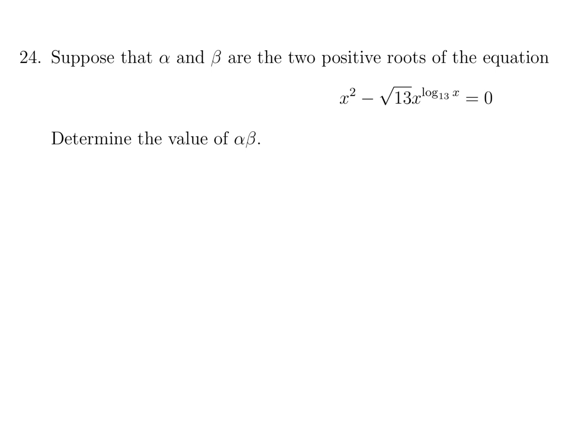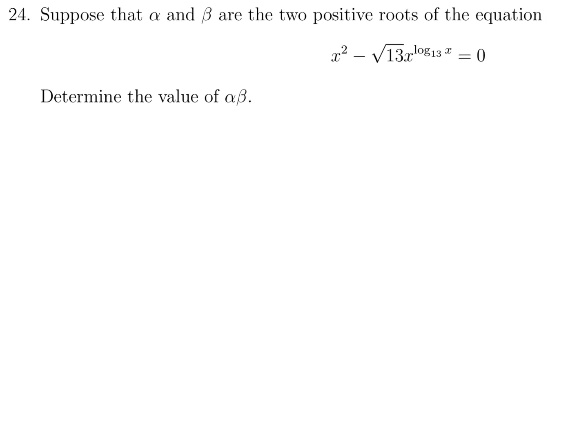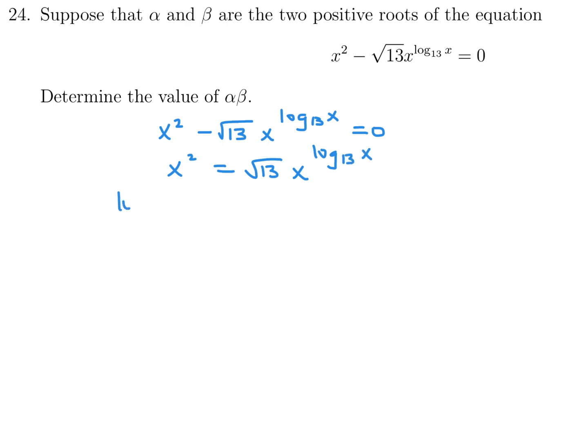Suppose that alpha and beta are the two positive roots of that equation. Determine the value of alpha times beta. Okay, let's use whatever we can. I'm assuming we're going to have to use log rules. So that is the initial one. I can take the log, let me put 1 on both sides here, like that. There we go. And let's take the log of both sides now.